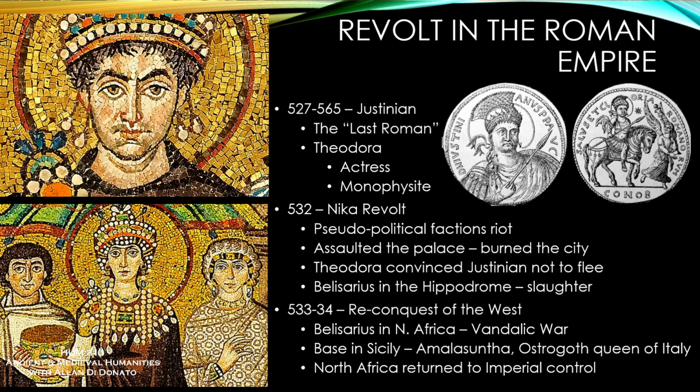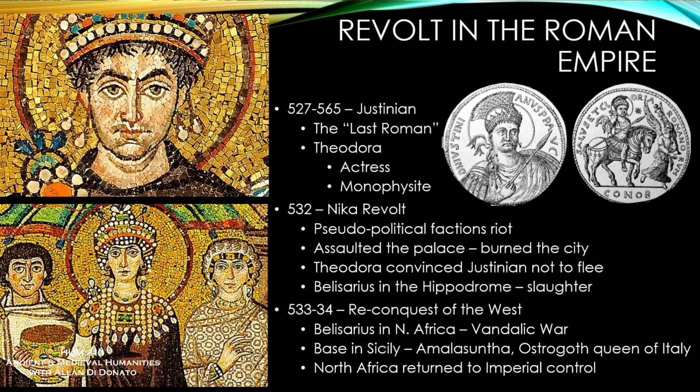They ultimately had taken over North Africa, set up a kingdom there, and Belisarius is going to launch an attack from Sicily, which was directly north of Carthage, at a base basically provided to him by the Ostrogothic queen of Italy, a queen by the name of Amalasuntha. This is the daughter of Theodoric. Within a short amount of time, North Africa comes back into the imperial territories.